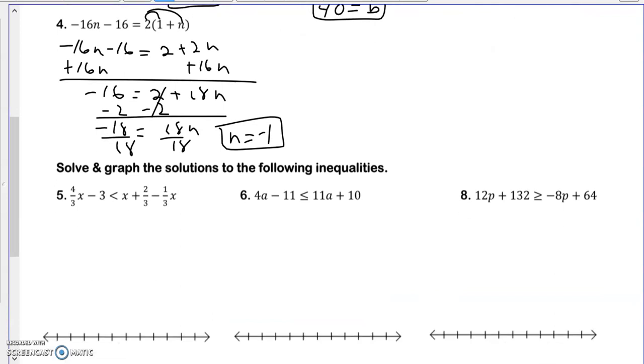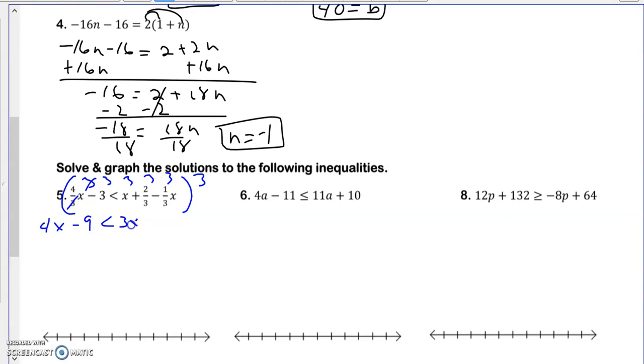Now let's take a look at this, and just like we did with level 1, if I don't like all the fractions, I'm going to look to see for my common denominator. Since my denominator is 3, I'm going to multiply each and every term by 3. The 3's cancel out, and you get 4x. That's going to get me a negative 9. 3 times 3 is 9.